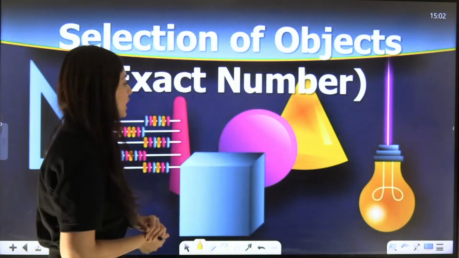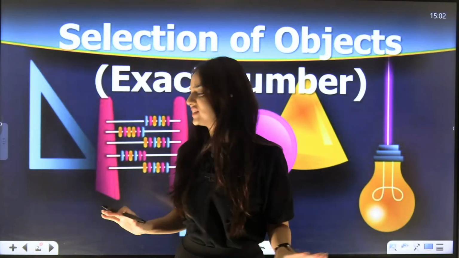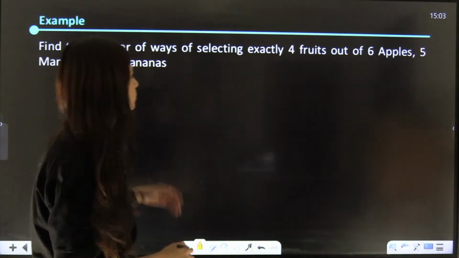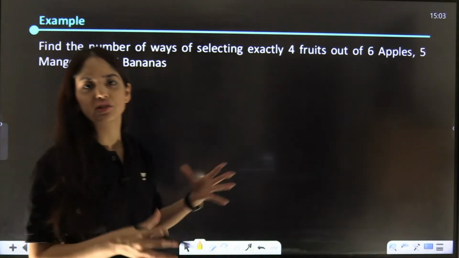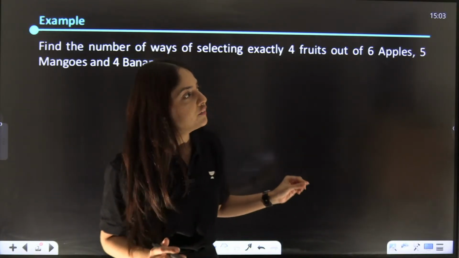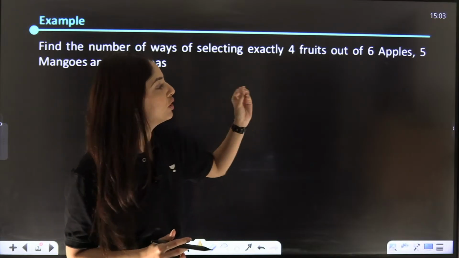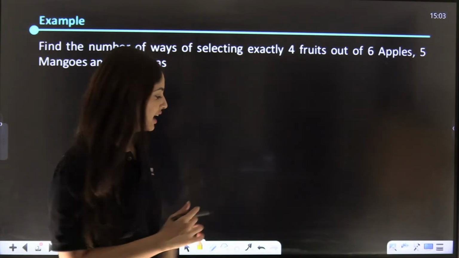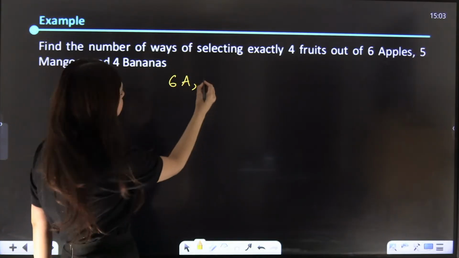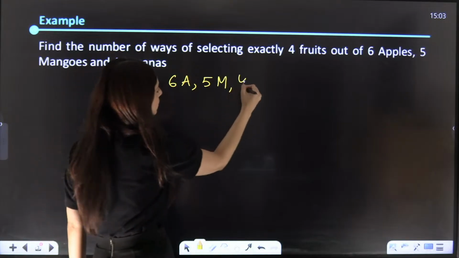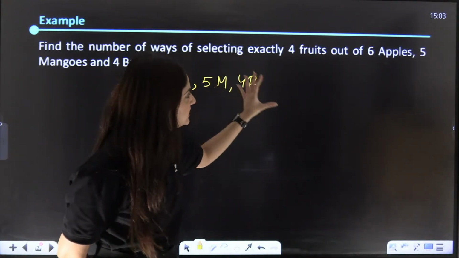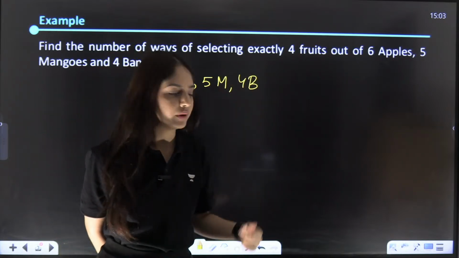All right. So without wasting any more time, we are going to see the exact kind of question I'm talking about. Yesterday we had a bunch of fruits and we had to select at least one out of those, right? Today we have to select exactly 4 fruits out of our given fruits. How many fruits do we have? We have 6 apples, 5 mangoes and 4 bananas. Now we have to select exactly 4 fruits out of them. How many ways to do that?